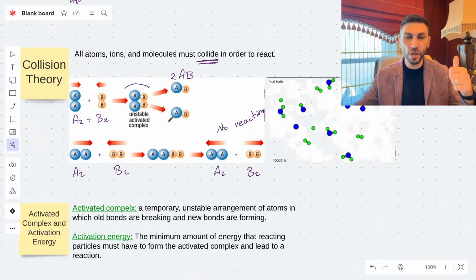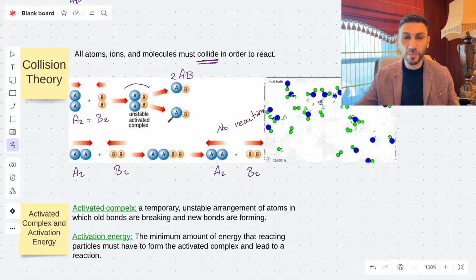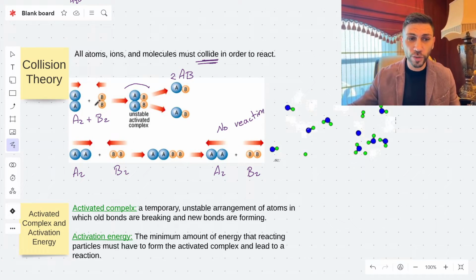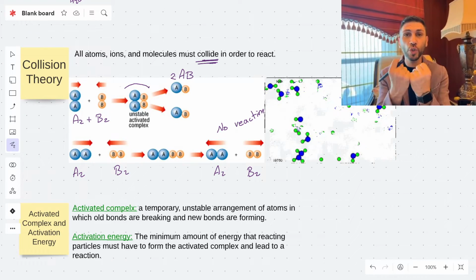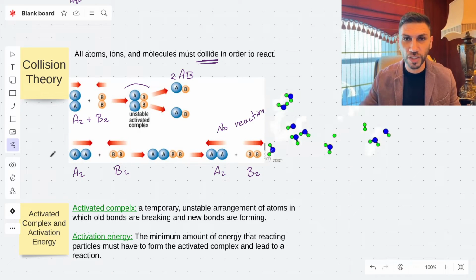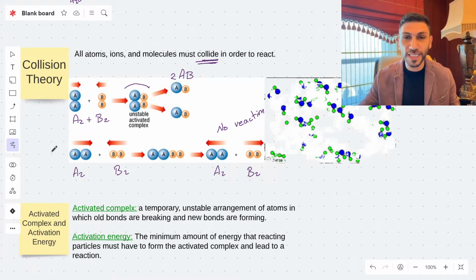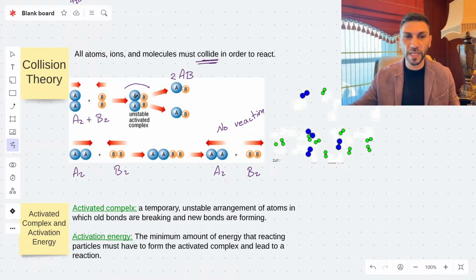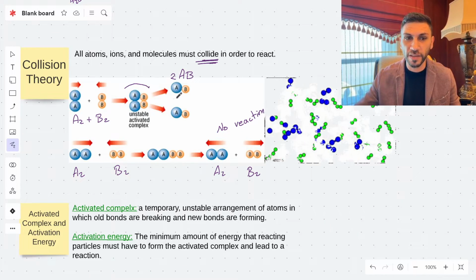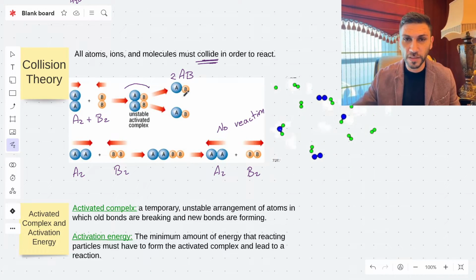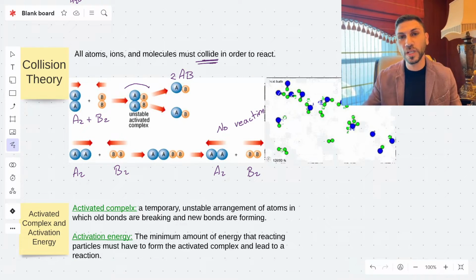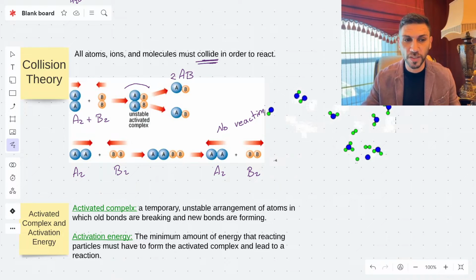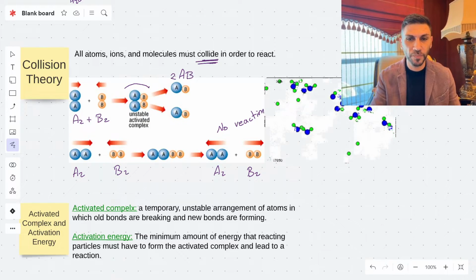So we have two factors. We need correct orientation, and sometimes even if we have the correct orientation, there is no chemical reaction because this collision also needs sufficient energy. If this collision doesn't have enough energy to make the activated complex and then the product, that means also the molecules will rebound and they will not yield to the products.